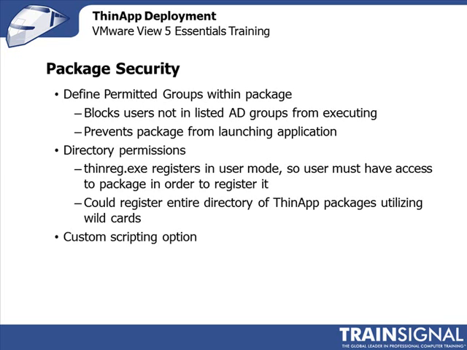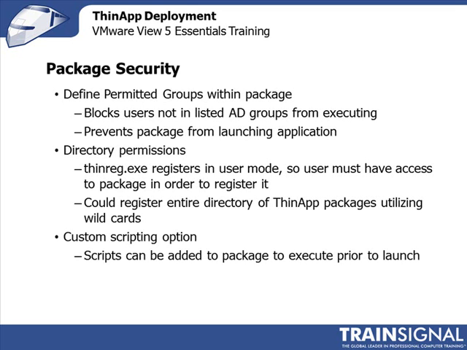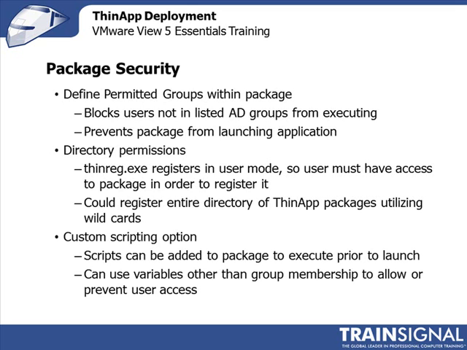Next, you can use a custom scripting option. These scripts are actually embedded inside of the ThinApp package and are run during execution. It allows you to use variables other than group membership to identify whether the user should be able to launch the application. These scripts can be anything from the time of day to the type of operating system the user is running, or any other thing that you can script out. Most third-party tools that you use to deploy the ThinApp packages will usually be based on user and group membership, so you can deploy the packages to only the end users that are authorized to access them.